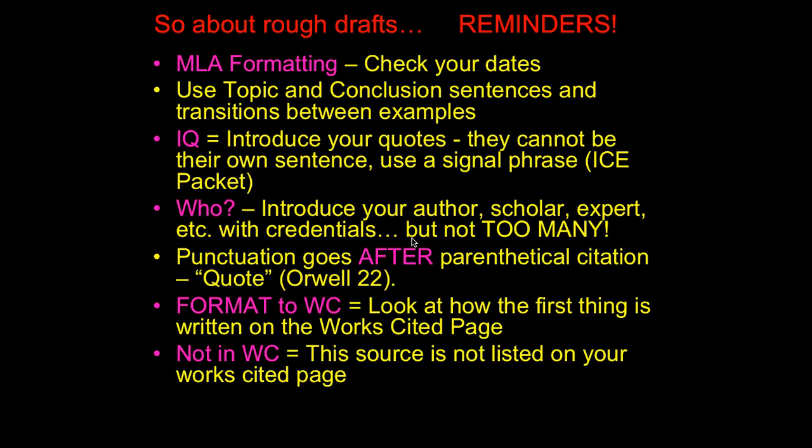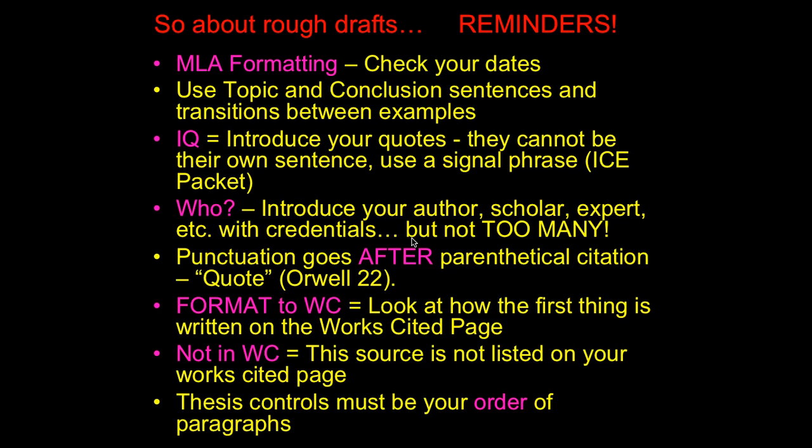If I circled something and wrote not in WC, that means you've cited something in your paper that's not listed on your works cited page and you need to add it in there. A lot of you also cited things in your works cited page that aren't in your paper. Make sure you delete those.